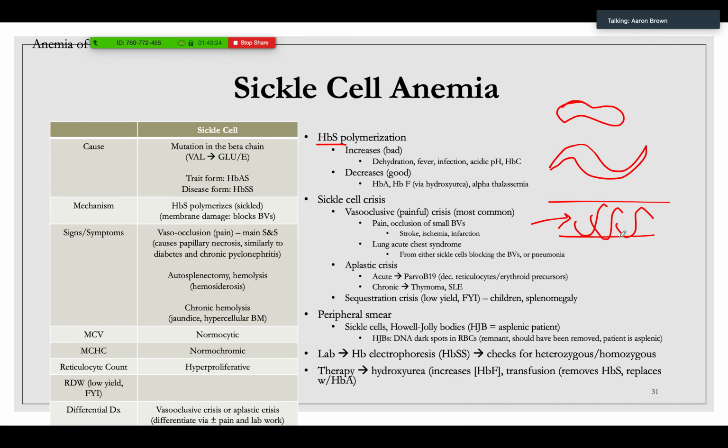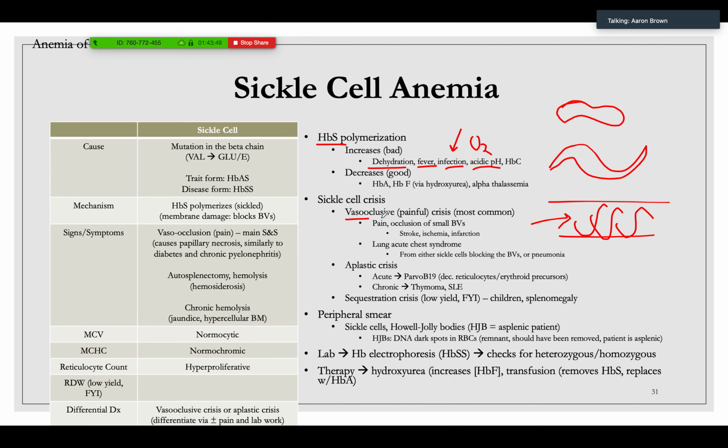Anything that increases the polymerization, things like dehydration, fever, infection, and acidic pH, drop in your oxygen tension. If you have someone with sickle cell that goes to a very high elevation, say they went hiking with you this weekend, that would cause them to start sickling as well. Okay, and so what happens when they sickle?